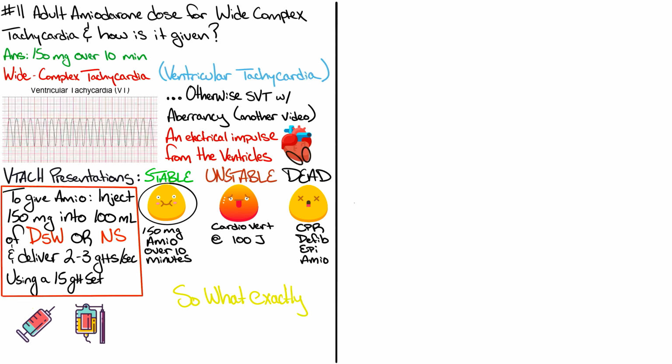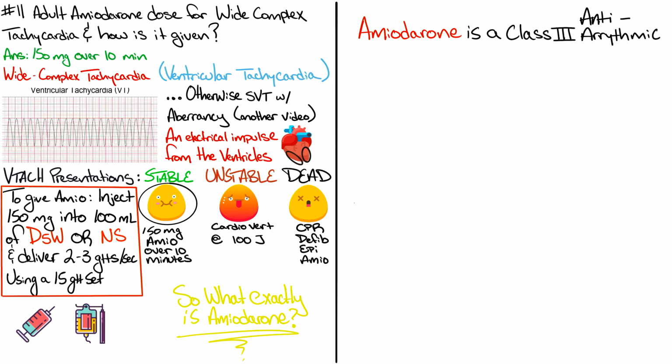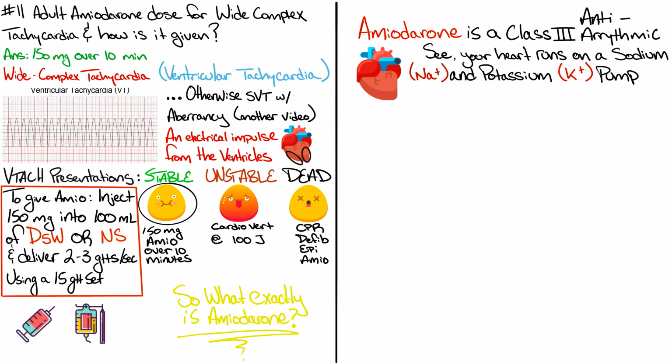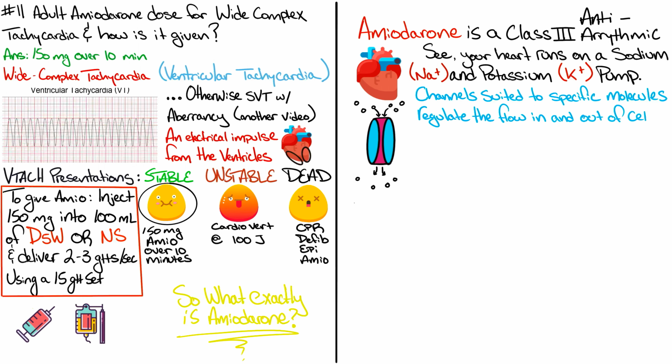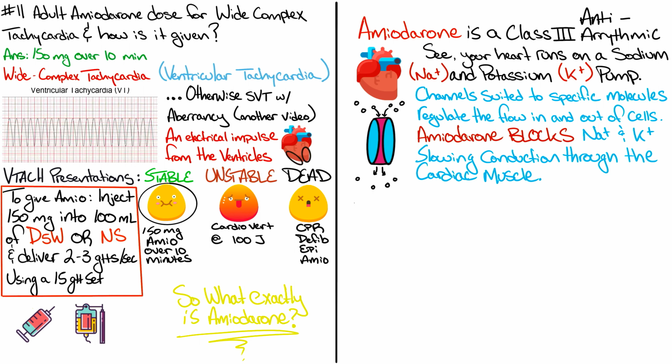So what exactly is amiodarone? Well, amiodarone is a class 3 antiarrhythmic. See, your heart runs on a sodium and potassium pump. Specific channels suited to these molecules regulate the flow in and out of the cells. What amiodarone does is it sits in these channels and prevents some of the sodium and potassium from moving in and out of the cell. This slowing of sodium and potassium causes the entire pump to slow down, and it slows conduction through the heart.